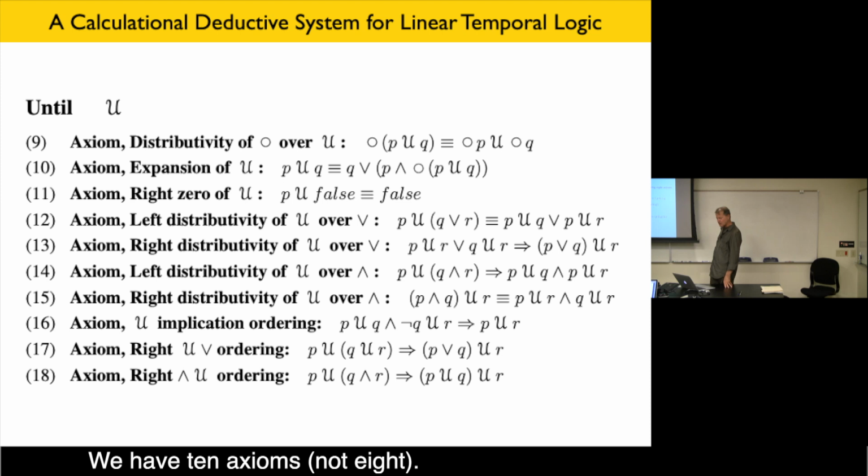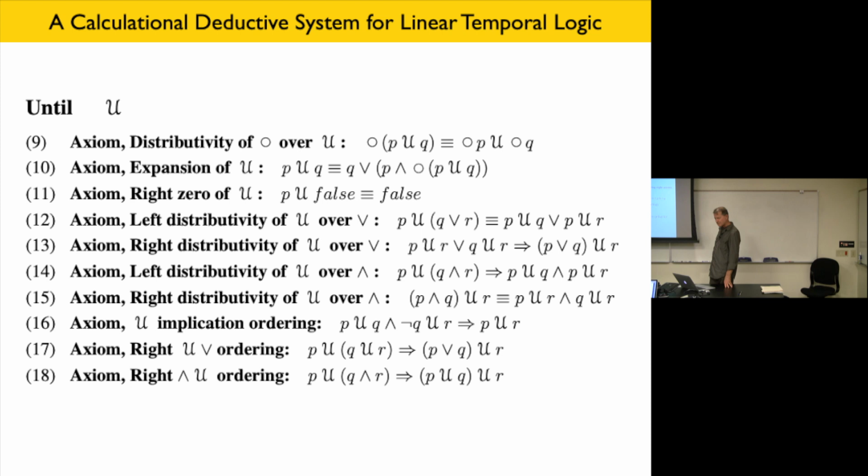So we have 8 axioms. First of all, next distributes over until. Next is pretty cool. It distributes over just about everything. And here we have an expansion of until. The expansion says P until Q equals Q, or P and next P until Q. Does that make sense? I think it helps if you try to think how that makes sense. What are we saying? P is true until Q is true. So what does that mean?